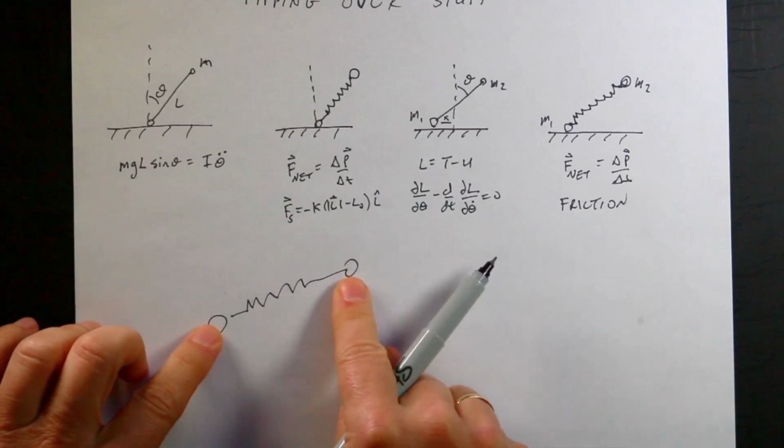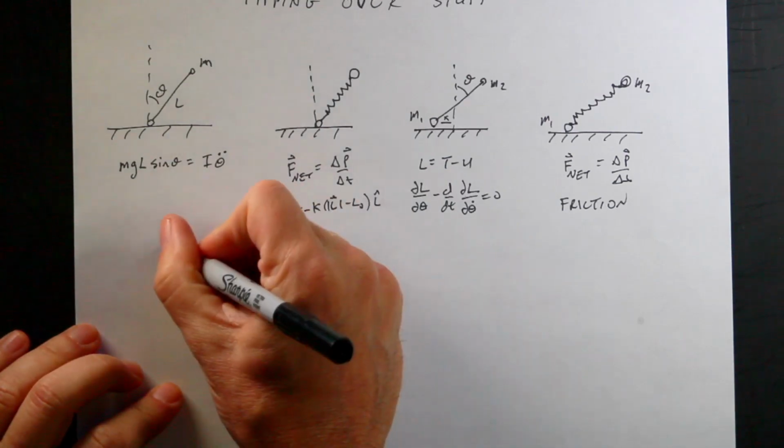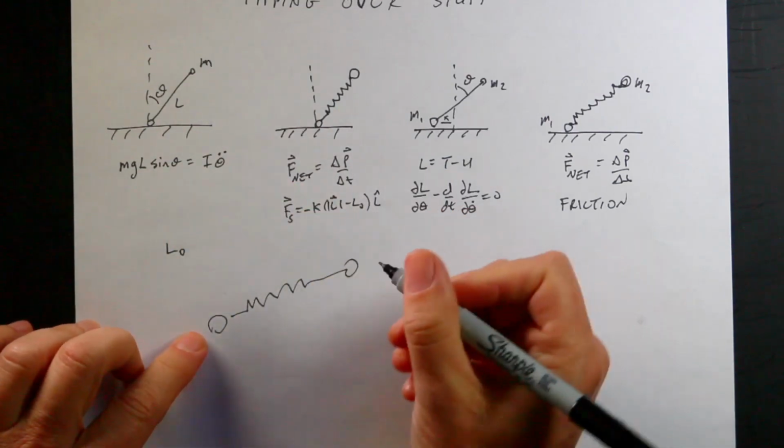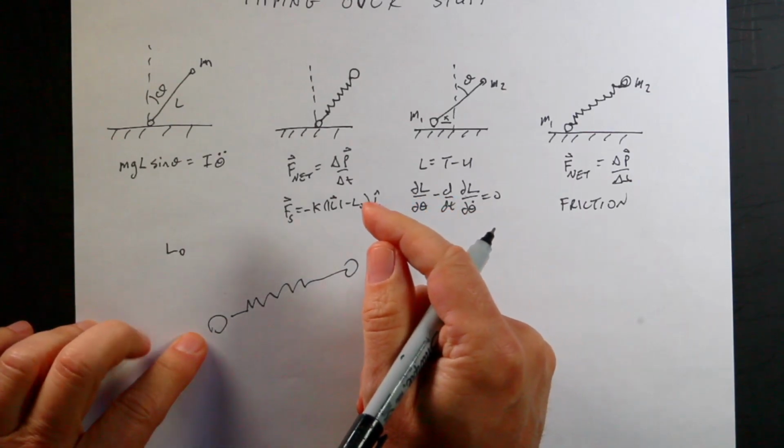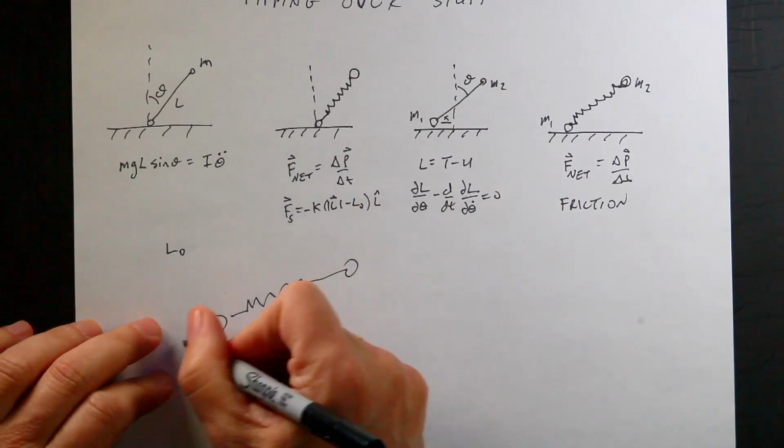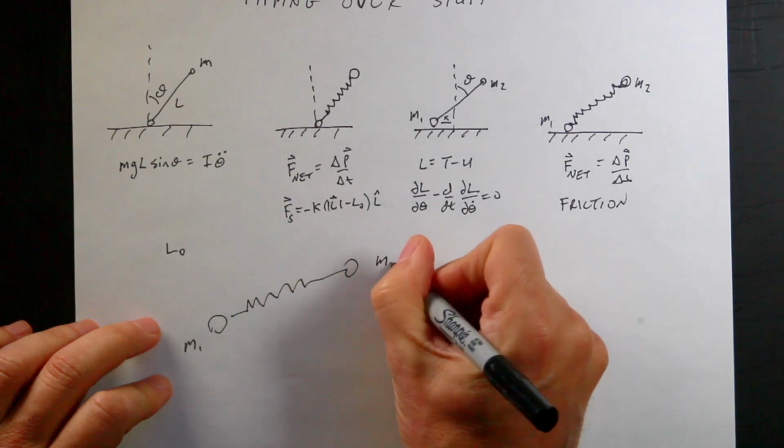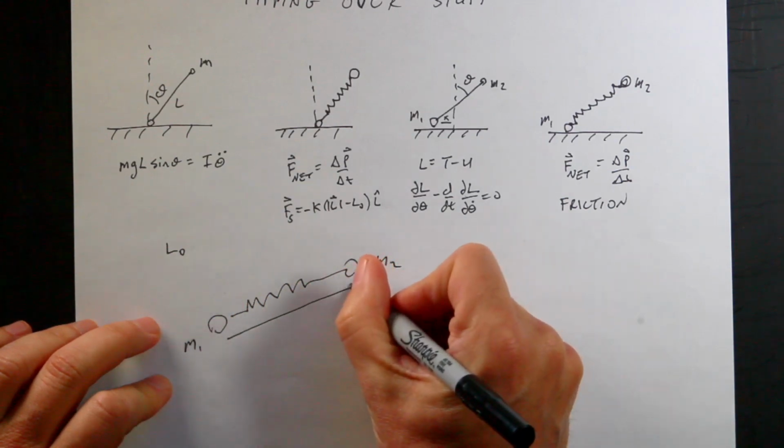There is an unstretched length L0. And that is, when they're L0 apart, there is no force. So the first thing I'm going to do, let's call this mass 1, this mass 2. I need to calculate this vector L.